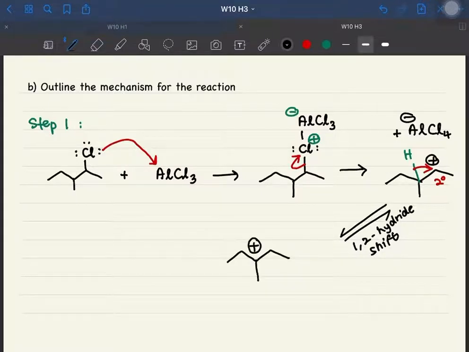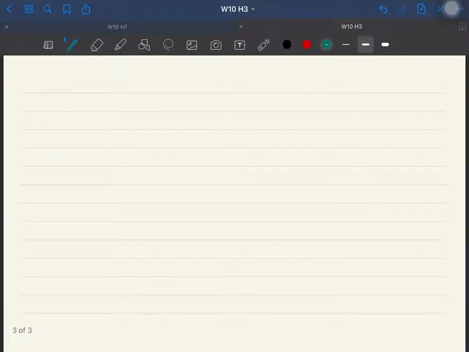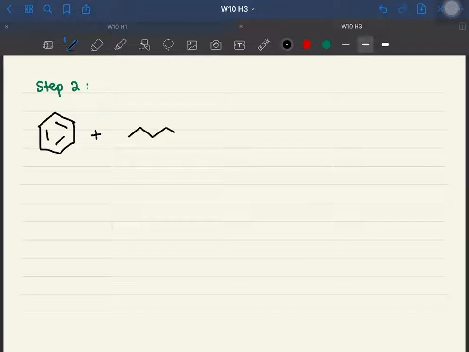So we are going to bring this carbocation to the second step. As for the second step, we are going to form the arenium ion, where we involve the reaction between the benzene and our carbocation. So first, draw the benzene. Okay, so the benzene is going to react with our carbocation. 1, 2, 3, 4, 5. Our carbocation is in here. So this double bond will attack the carbon in the middle at carbon number 3.